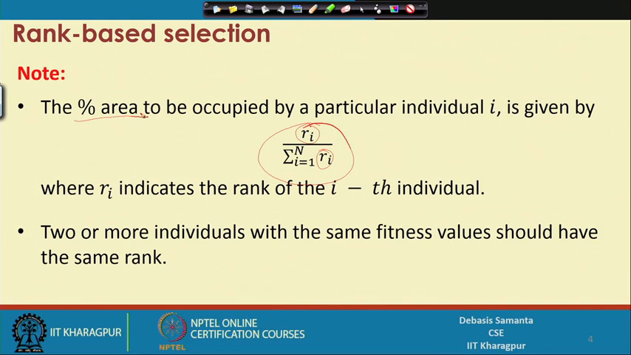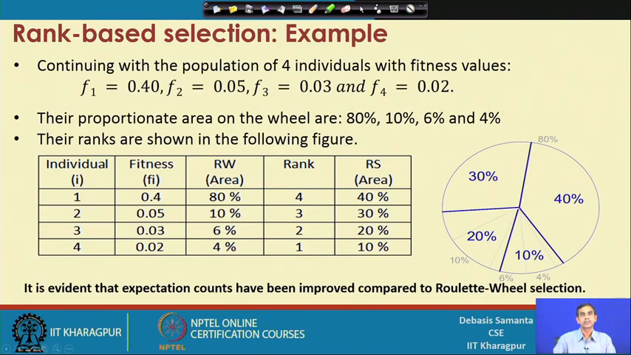Now, sometimes there may be a tie, that means two or more individuals with the same fitness value is quite possible. In that case we should assign the same rank to those individuals. After assigning the rank, our next task is to follow either the Roulette wheel method or the canonical selection method, but not based on Pi or the fitness scale, rather based on Ri, that means the rank values.